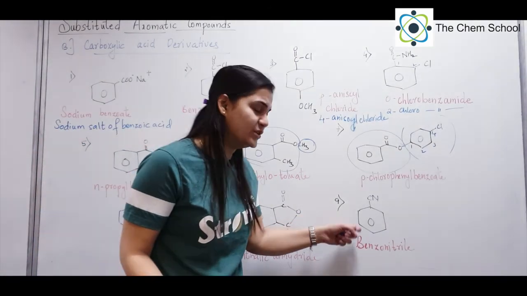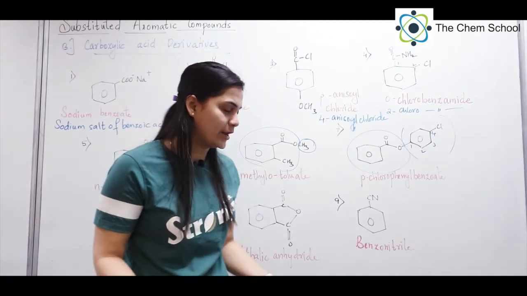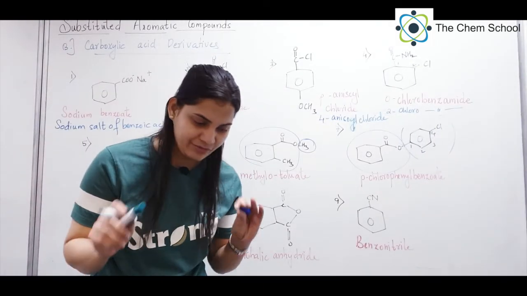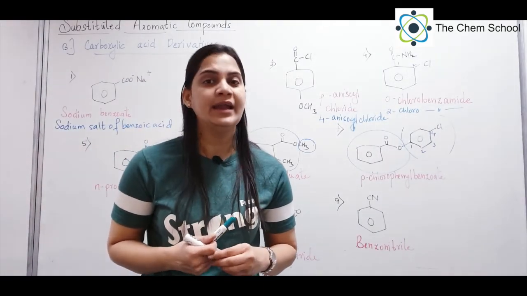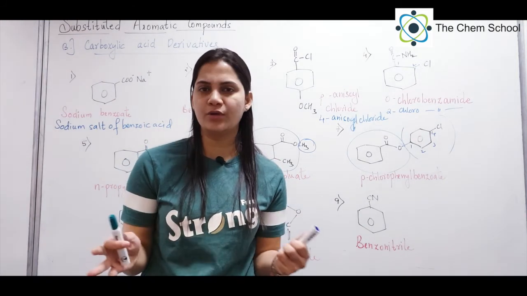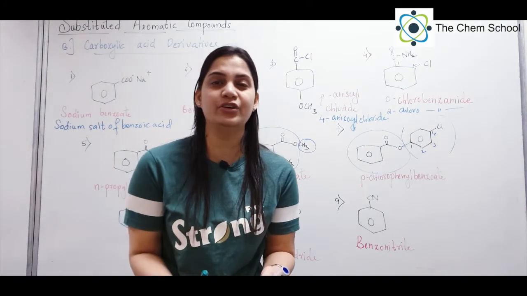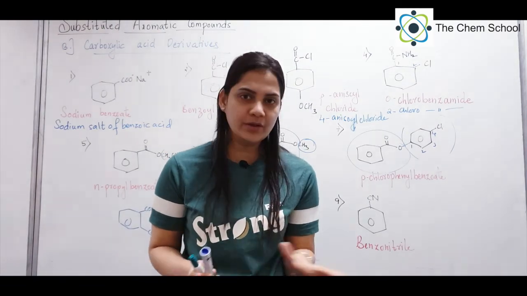The next one, benzene with CN, that is the cyanide group, is called benzonitrile. So this is finally the completion of acid derivatives. I don't want to take a lot of structures on one day so that it becomes difficult for you to memorize. So we'll stop here for the day and see you soon.